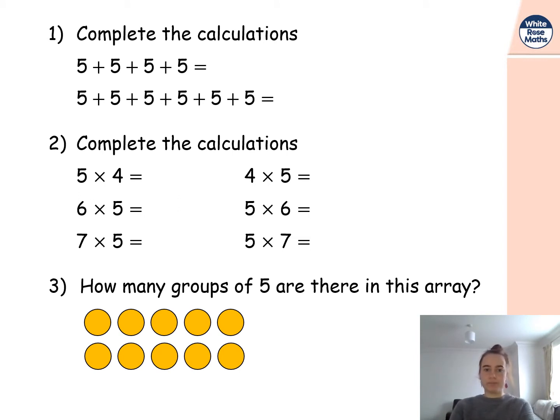So question 1, 5 add 5 add 5 add 5. That is of course 20 and the one below is 30. Now if we see 5 add 5 add 5 written like that, we know that we can just count up in fives.